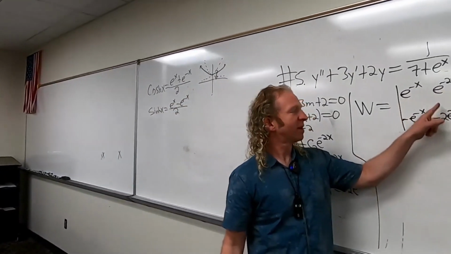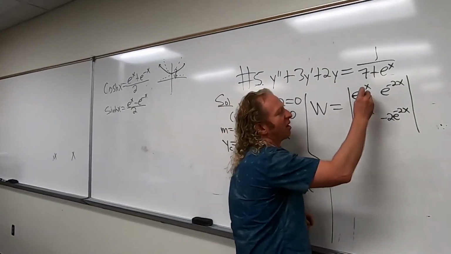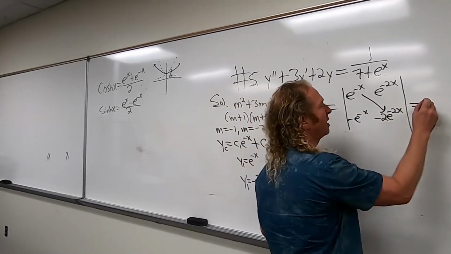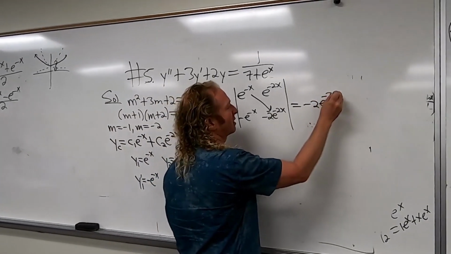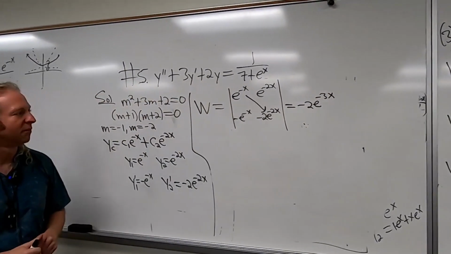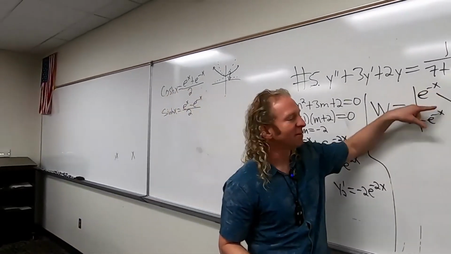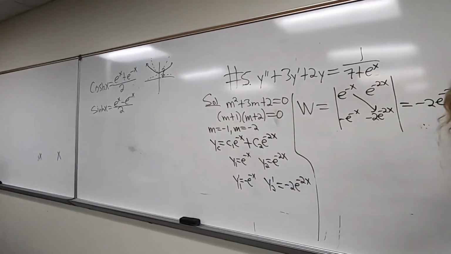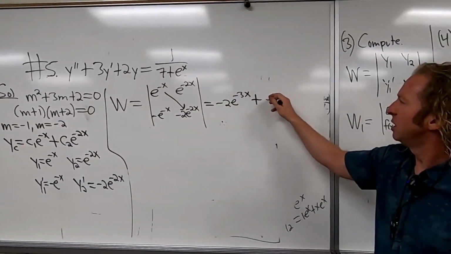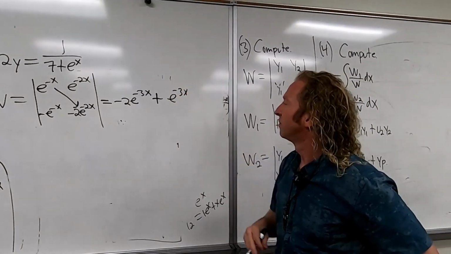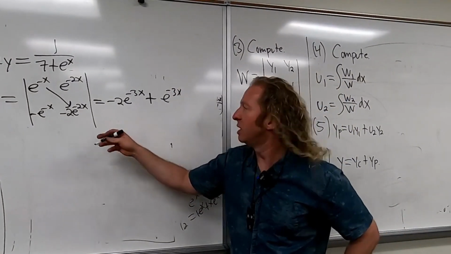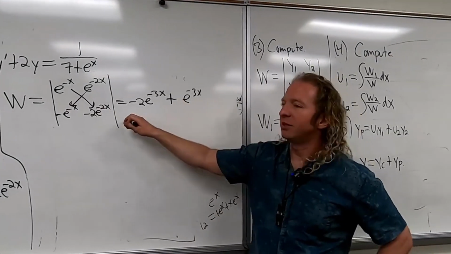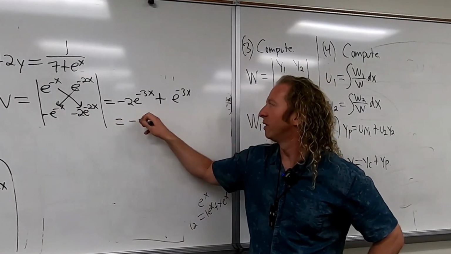And then you do this times this minus this times this. That's the rule. When you multiply these, you add the exponents. So it's going to be -2 e to the -3x. And then minus this times this. That's going to be plus e to the -3x. I zoned out. Thank you. Yeah, I was thinking about something else. So this is equal to negative e to the negative 3x.